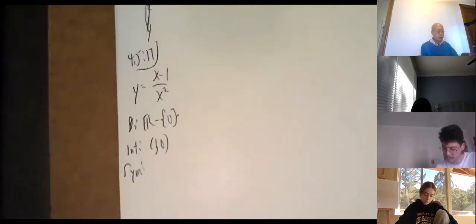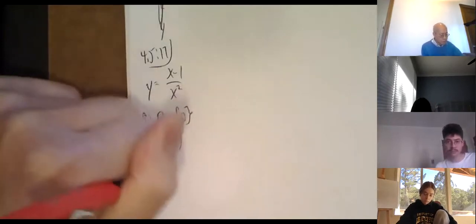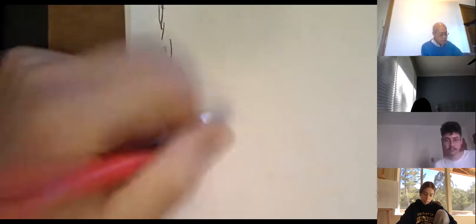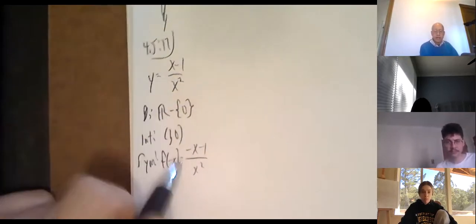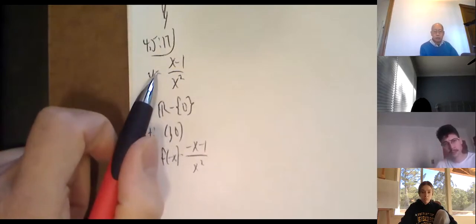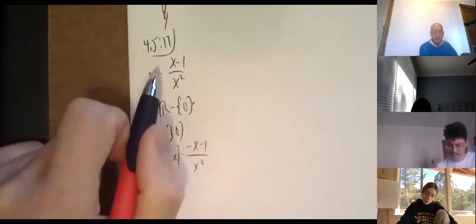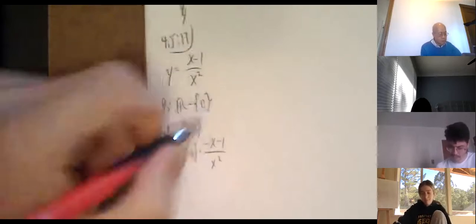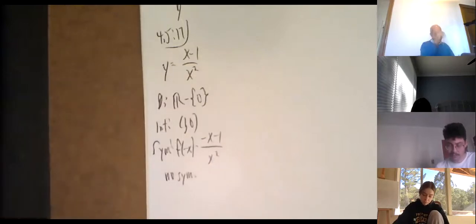Symmetry. To do symmetry, you replace x with negative x. F of negative x is negative x minus 1 over x squared. Is that equivalent to the original? No. Is that the opposite of the original? No, it's not. The opposite would be negative parentheses, that would be negative x plus 1. So I don't have that. So no symmetry.